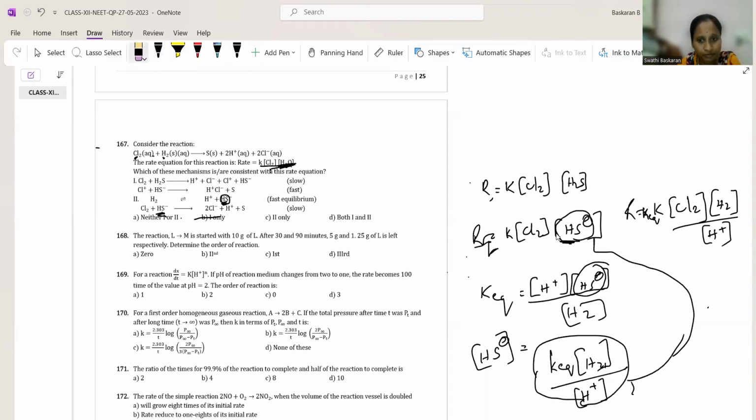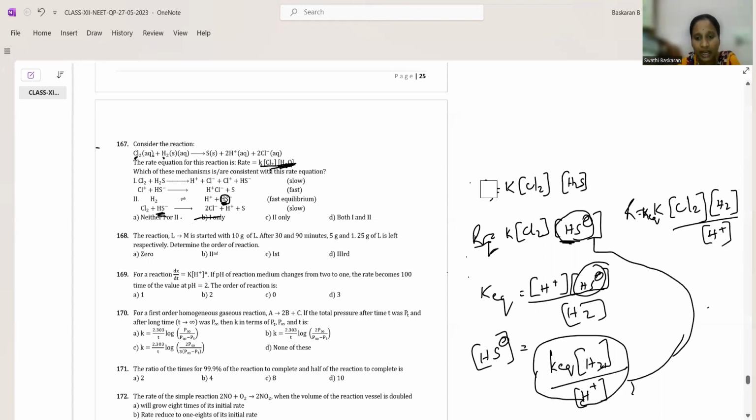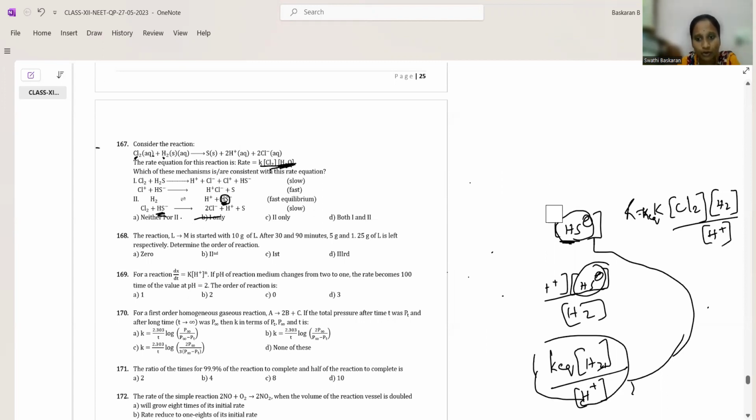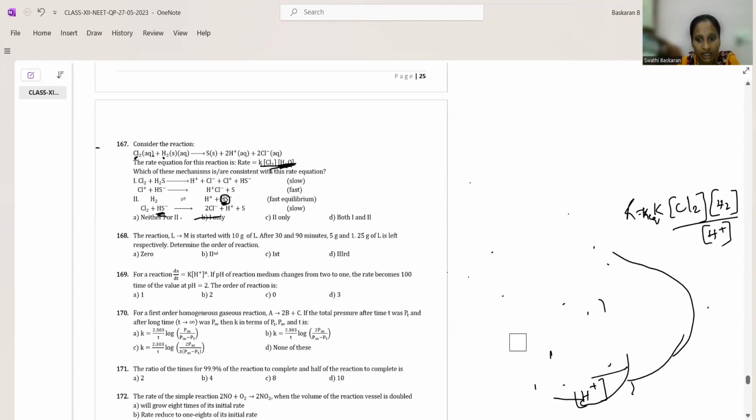So this is based on what? Based on the reactions involving equilibrium, where we solve K equilibrium to avoid the concentration terms of intermediates in the rate expression. Okay. Now let us move ahead with the next question. So what is the next question, students? Meanwhile, you just have a look at the question. So what is the question basically?